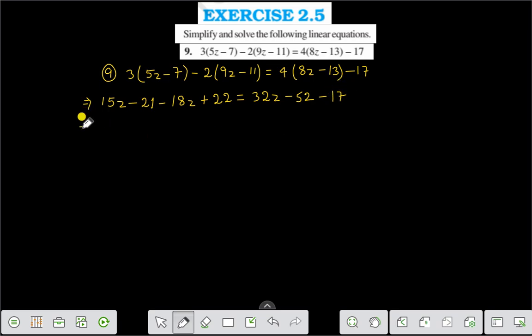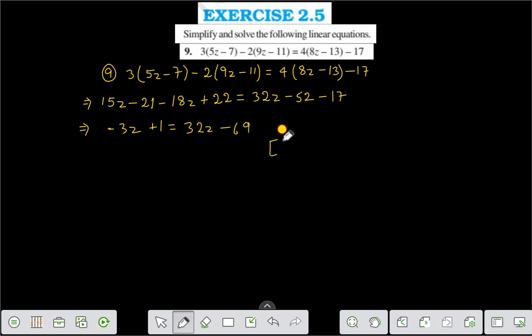or it can be written as 15z minus 18z, that is minus 3z, plus 22 minus 21 is plus 1, is equal to 32z minus 52 minus 17, that is minus 52 minus 17 is minus 69.